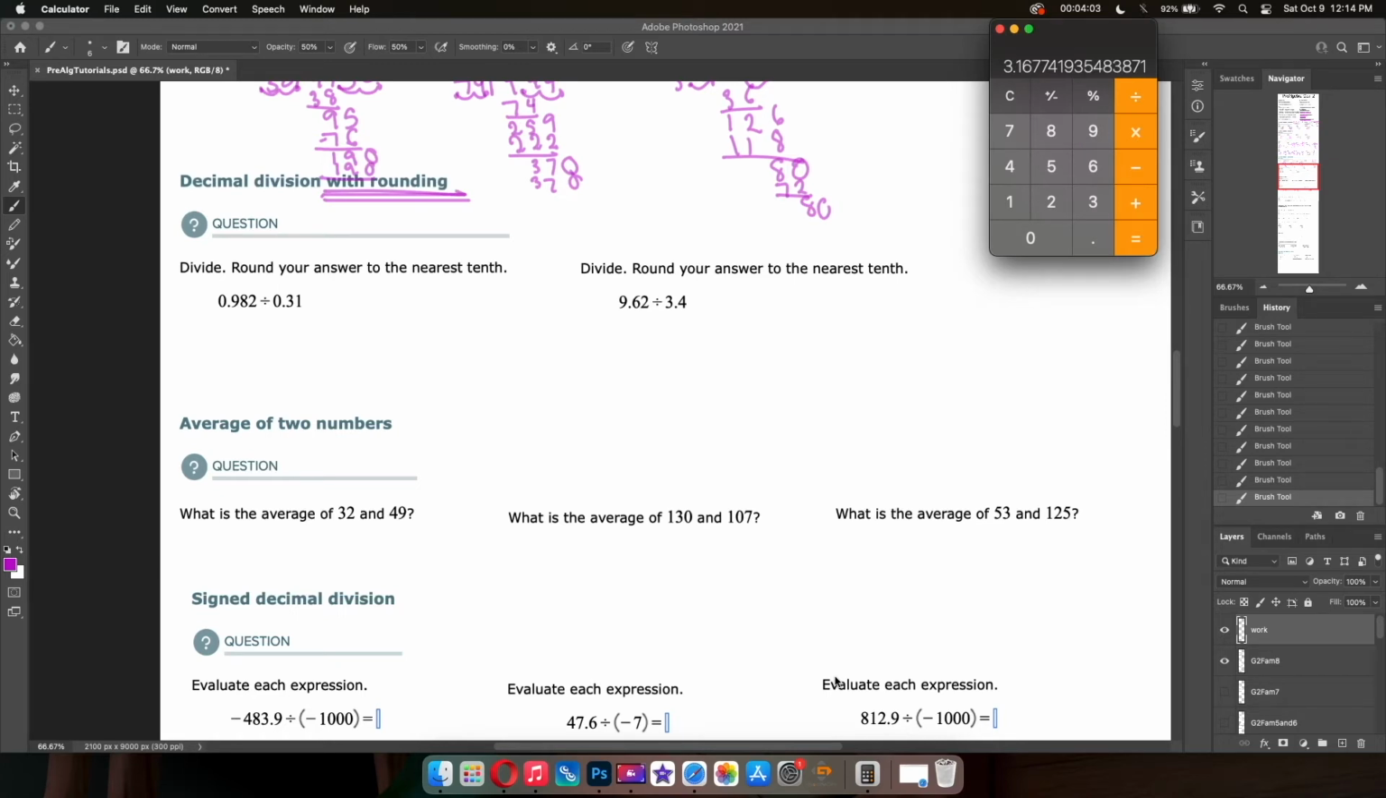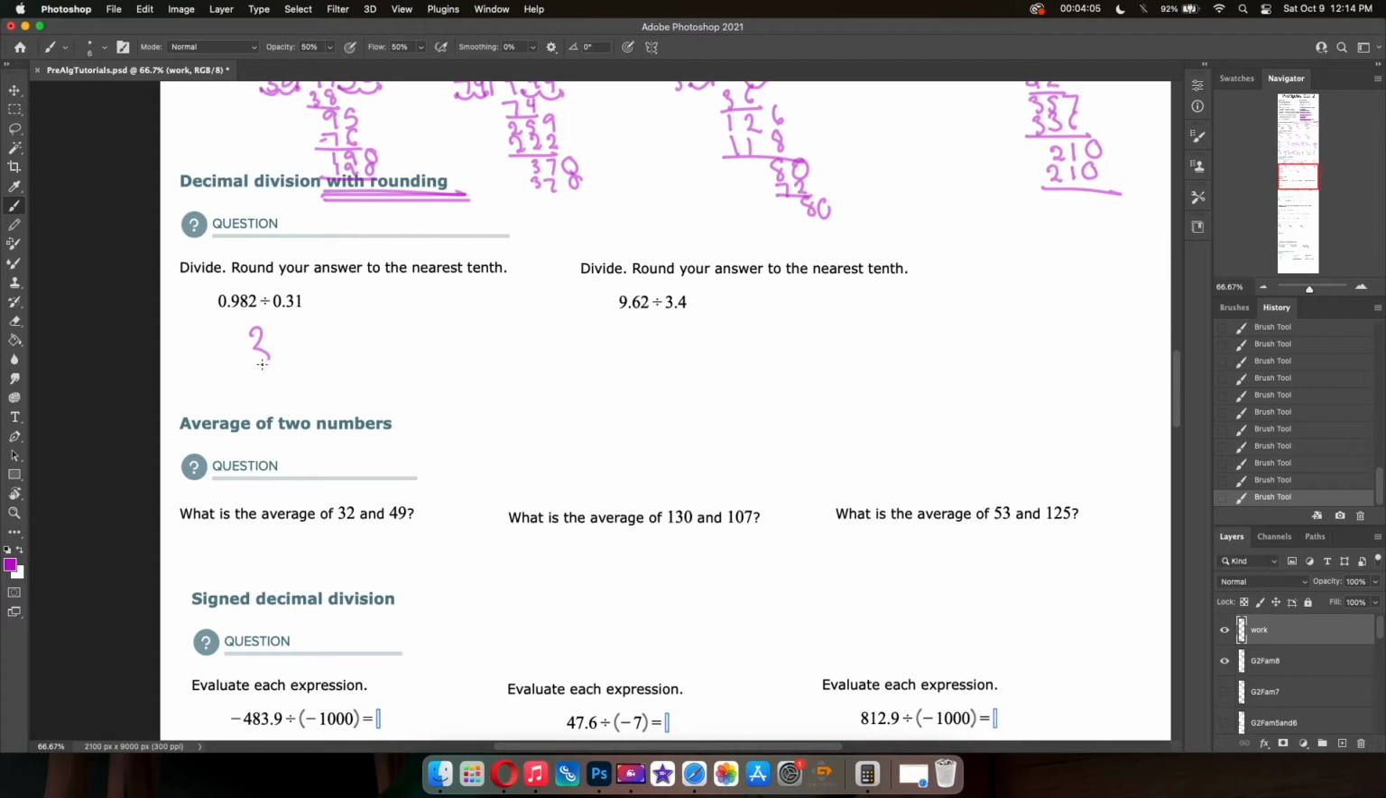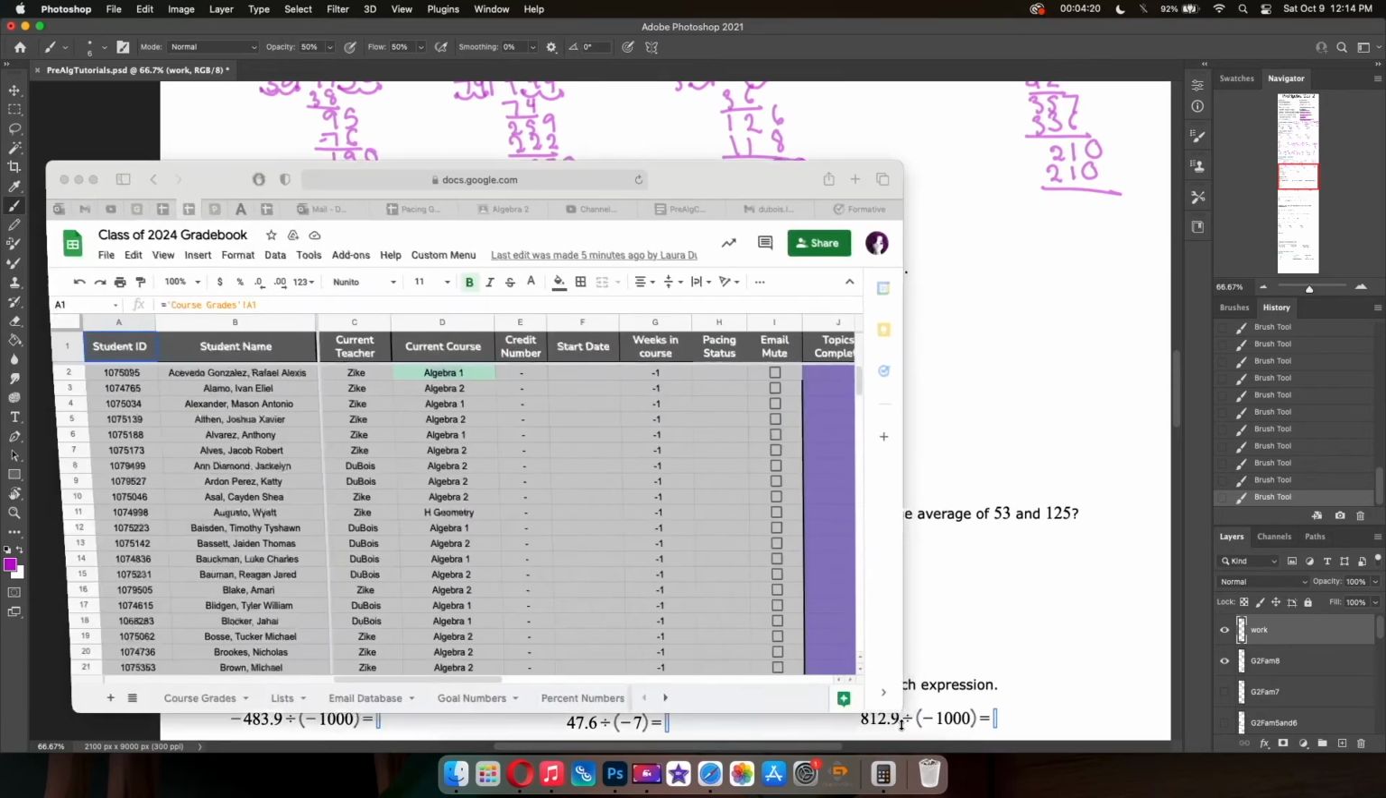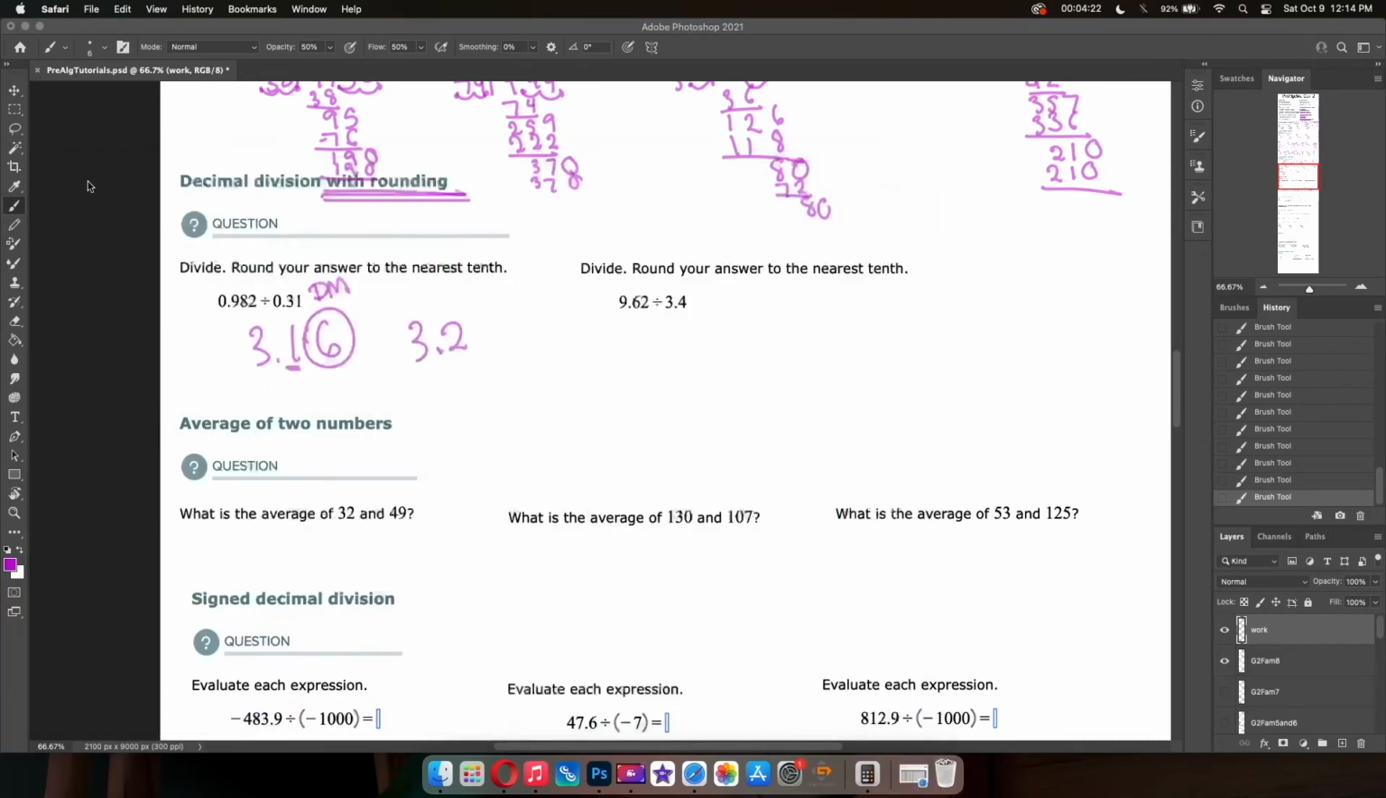So it says round to the nearest tenth. So we have 3.16. 1 is my tenths place. 6 is my decision maker. You remember our rounding, I think, all the way back from goal 1. Since it's 5 or more, we're rounding up, so our final answer is 3.2.